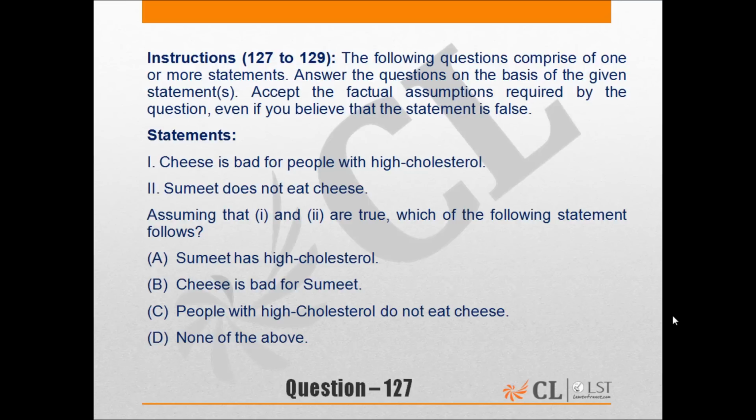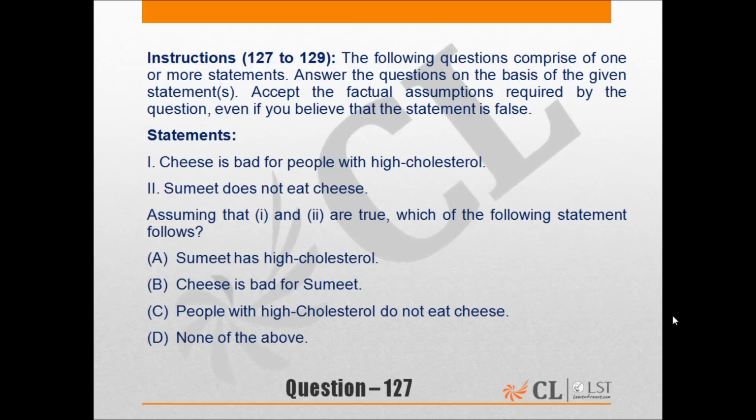Cheese is bad for people with high cholesterol. Sumit does not eat cheese. These are the 2 statements given to us. Cheese is bad for people with high cholesterol. It may be bad for other people, may not be bad for other people. We do not know about other people. We are clearly told that it is bad for these people. It does not necessarily mean that it is not bad for other people. Or that it is good for other people. You have no information about that. Please be careful of this point.